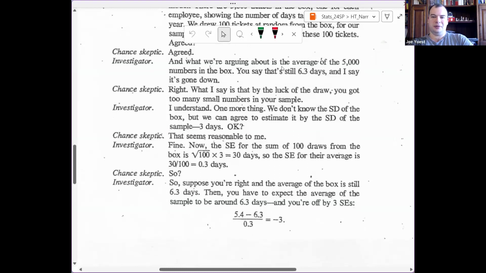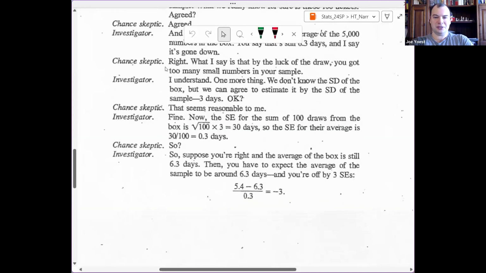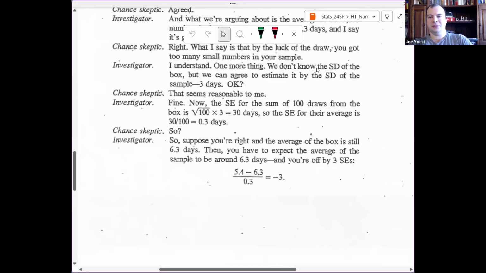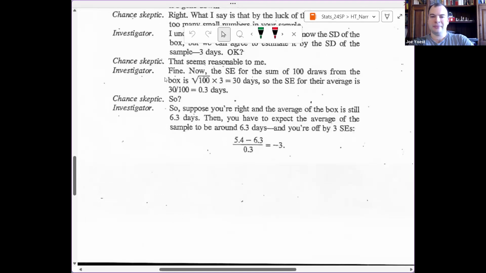Investigator says what we're arguing about is the average of the 5,000 numbers in the box. You say it's still 6.3 days, and I say that it's gone down. The chance skeptic says, right, correct. What I say is that by the luck of the draw, you got too many small numbers in your sample. The investigator says, I understand. One more thing. We don't know the standard deviation of the box, but can we agree to estimate it by the standard deviation of the sample, 3 days? The chance skeptic says that sounds fine.